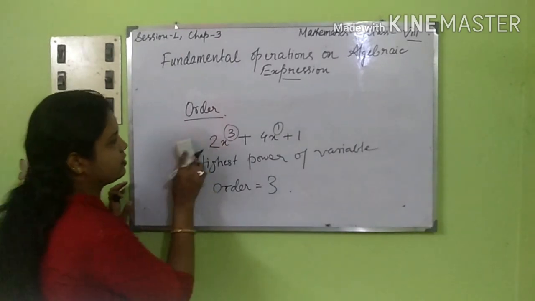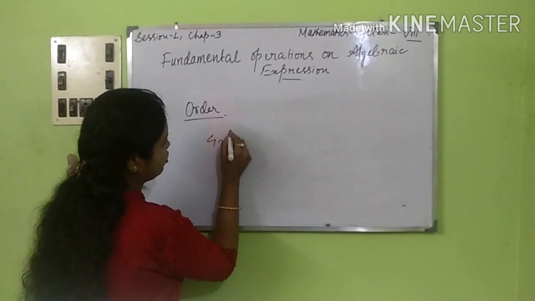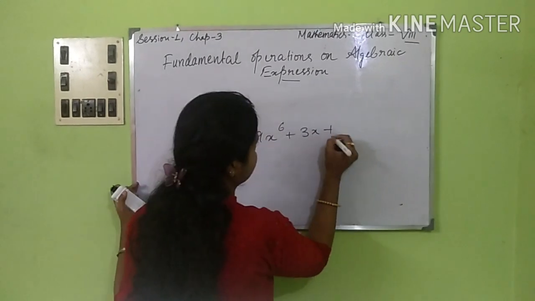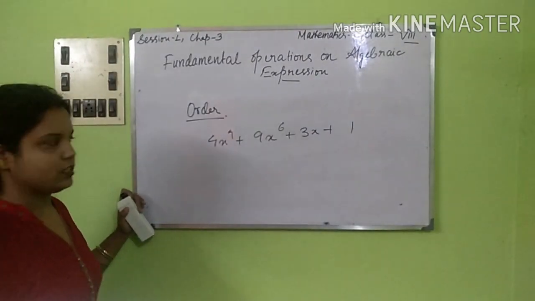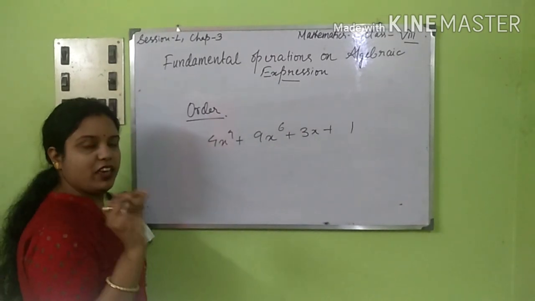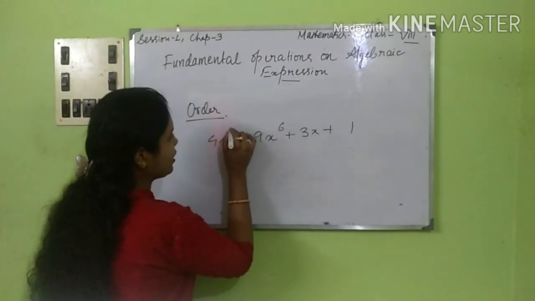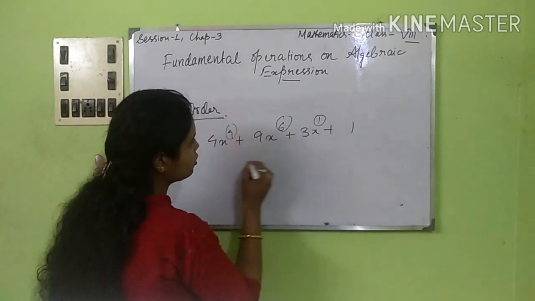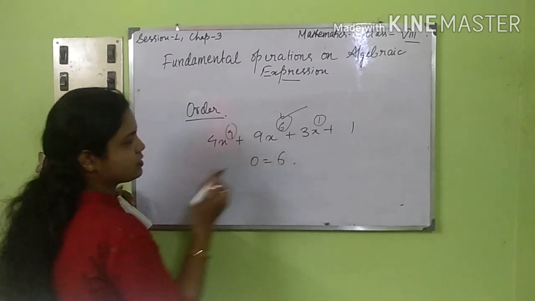Next, take another example so that it becomes very clear to you. 4x to the power 4 plus 9x to the power 6 plus 3x plus 1. This is a particular equation that is given. There are 4 terms in it. Now I said the variable with the highest power will give you the order of the equation. So which is the highest power? Is it 4? Is it 6? Here this term has only 1. So that means which is the highest power? 6. So the order becomes 6.